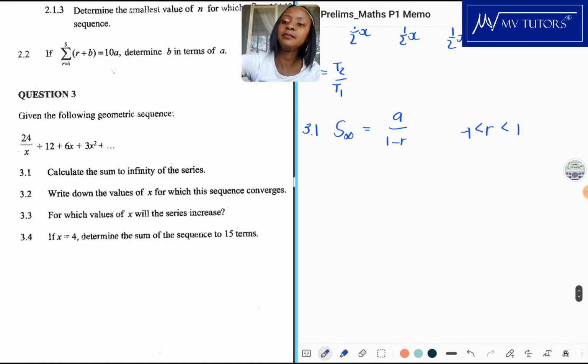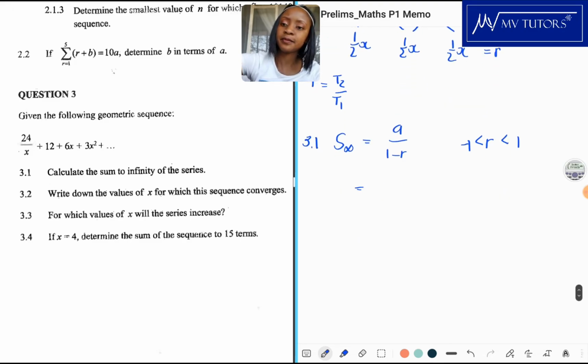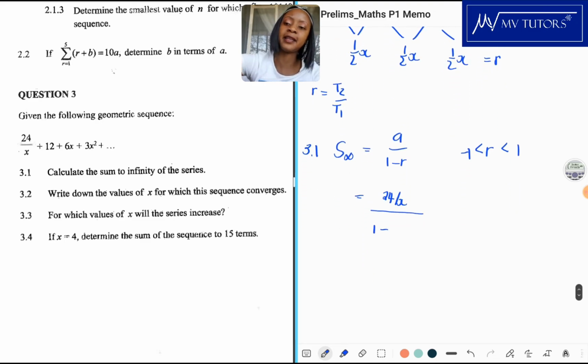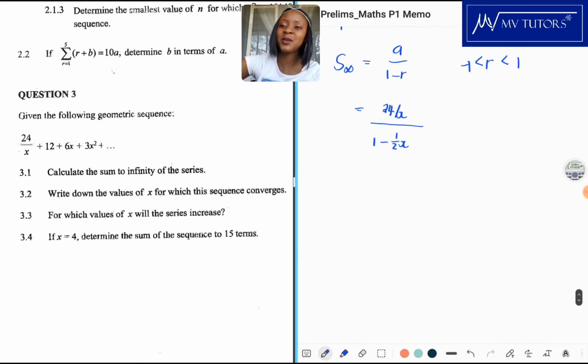So what is our first term? Our first term is 24 over x. Then 1 minus the common ratio, which is half x, or x over 2. Now we must simplify this. So 24 over x, divided by 1 minus x over 2. So we have 2 in the denominator, and I need 2 there, and then that will be minus x.